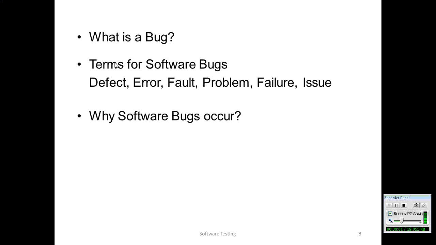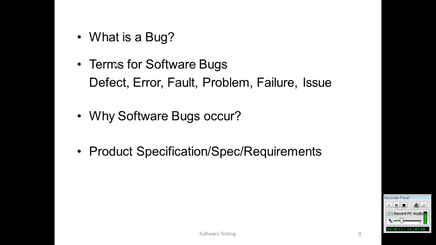But why does a software bug occur? Why do you think a software bug occurs? Before defining what a bug is and why it occurs, let's see some of the definitions. One of them is product specifications. Specifications are requirements. What does it mean?